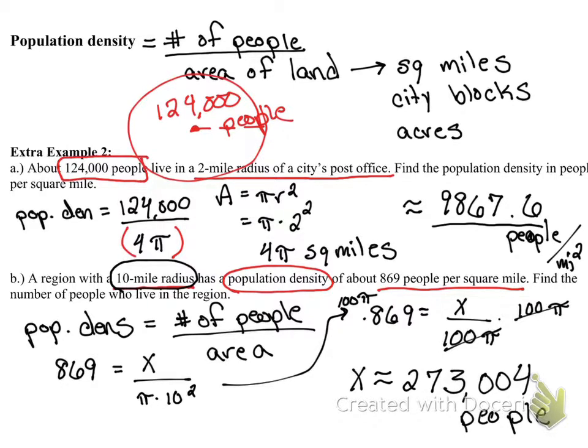273,004 people live in that area, in that region with an area of 100 pi square miles.